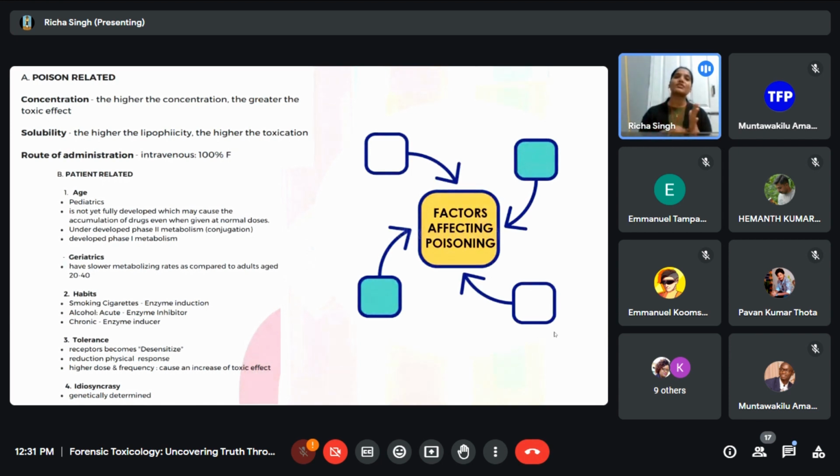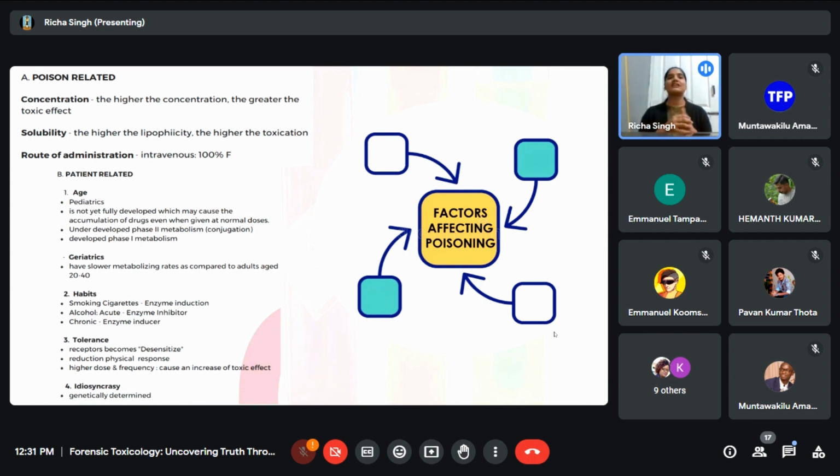But if we consider the geriatrics, the senior citizens, basically those above the 20 to 40 age circle, their metabolism is very slow, and that is the reason they are not able to metabolize the poison, and it affects them more.